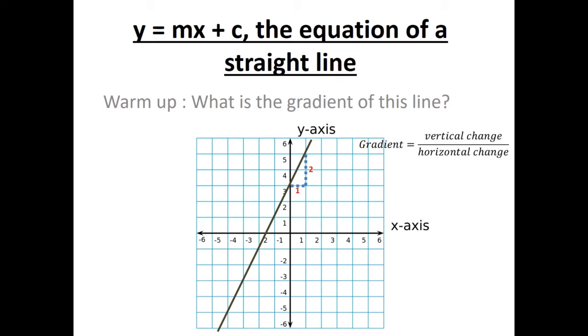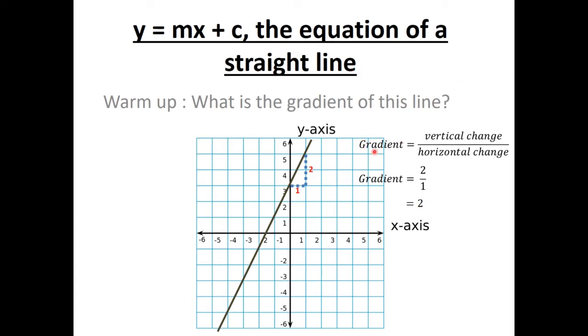I'm going to show you now a different way of working out gradient that we did sort of talk about, and we're going to be using this a lot more. Gradient equals vertical change divided by horizontal change. So for our particular question here, the vertical change is 2 and the horizontal change is 1, so we get 2.